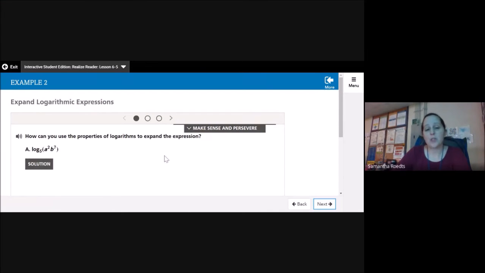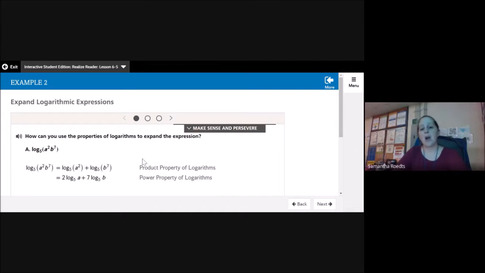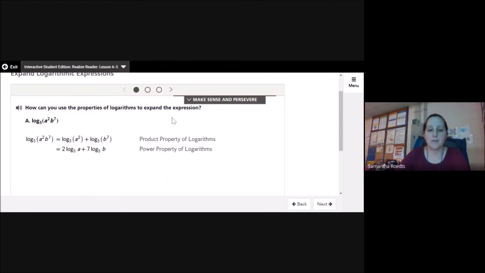Example two, how can you use the properties of logarithms to expand the expression log base 5 of a squared b to the 7th? So I can rewrite this using the product property and then the power property. The product property tells me that I can separate this a squared and this b to the 7th by putting an addition sign in between them and having them both be log base 5. And then the power property of logarithms tells me that I can bring these exponents down in front. So I get 2 log base 5 of a plus 7 log base 5 of b.